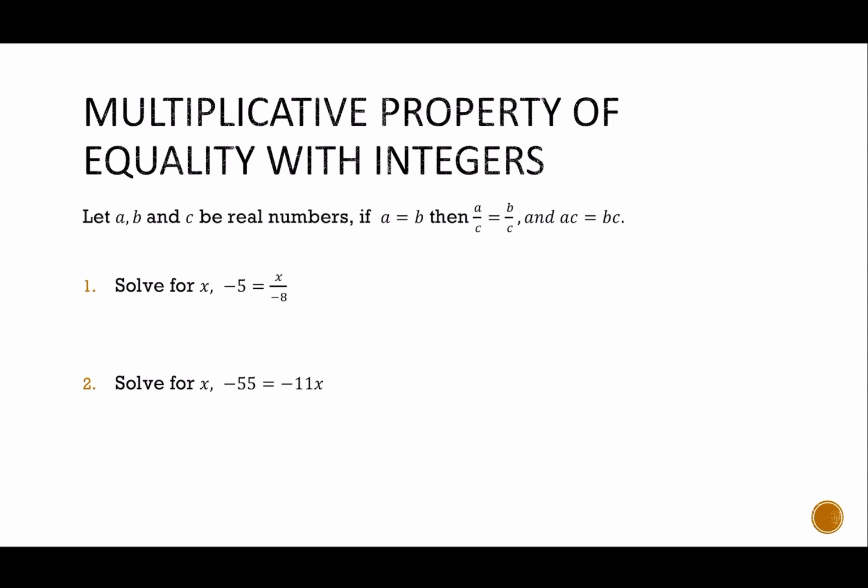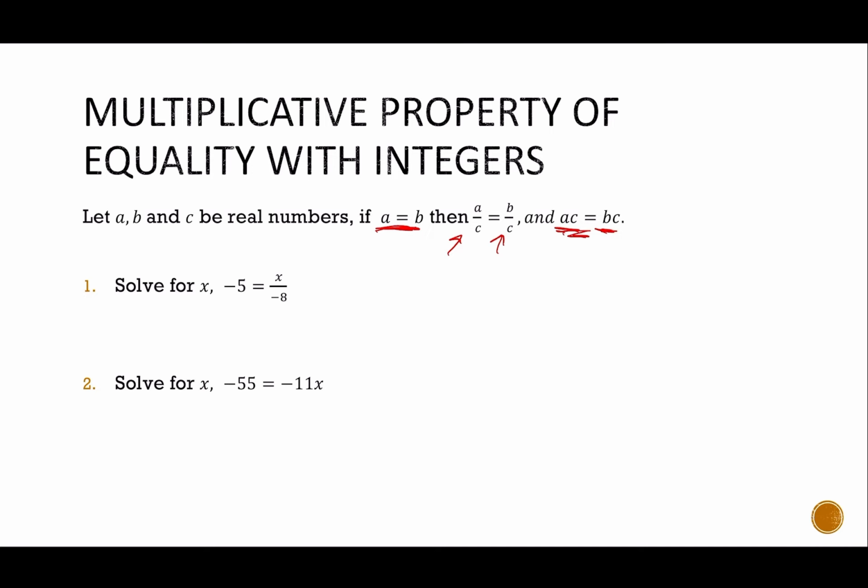So let's let A, B, and C be real numbers. If A equals B, then A over C is B over C, and A times C equals B times C, right? If I have two things that are equal and I divide them into equal parts, they stay equal. Or if I multiply them both, like double them or triple them, they still stay equal. So we can use this property to solve for x.